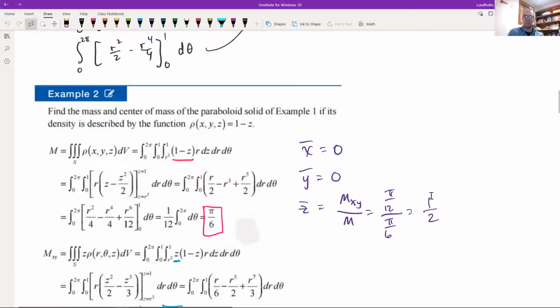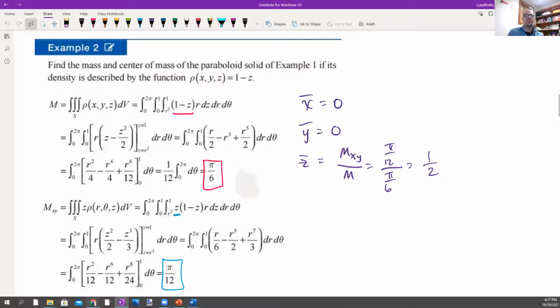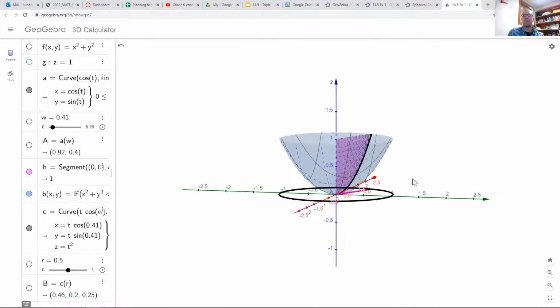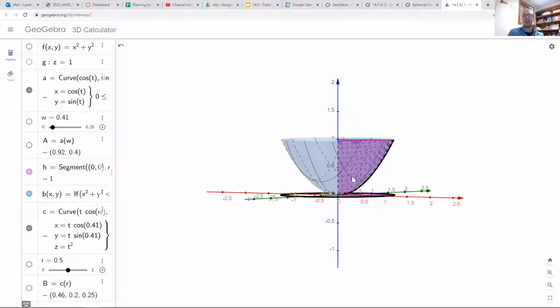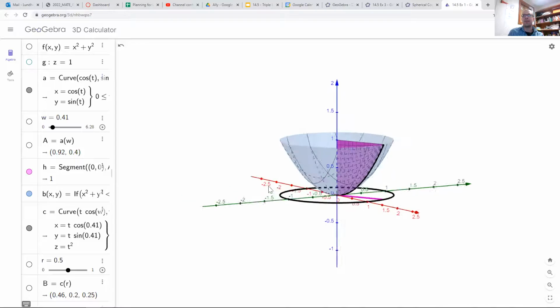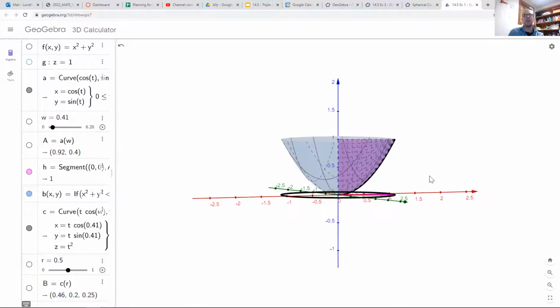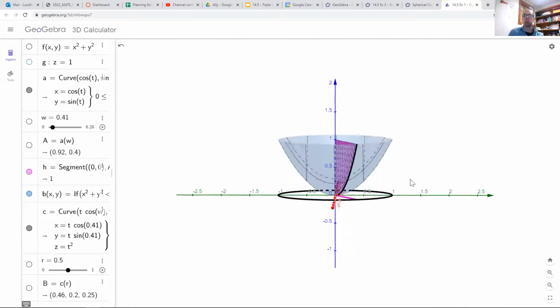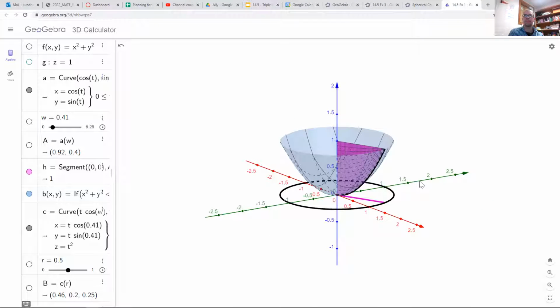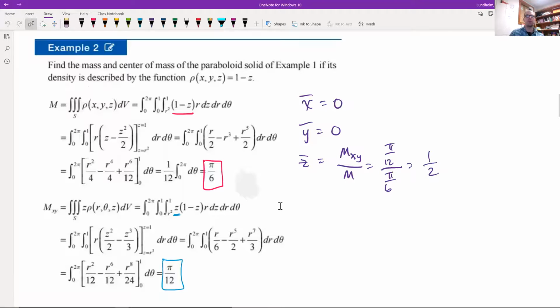So the interpretation of this one is, since we are heavier at the bottom and lighter on the top, the center of mass actually ends up being halfway through, even though there is a larger volume in the top half. Since it's of a lighter density, the center of mass still ends up being halfway through. So that's kind of cool. All right. Moving on.